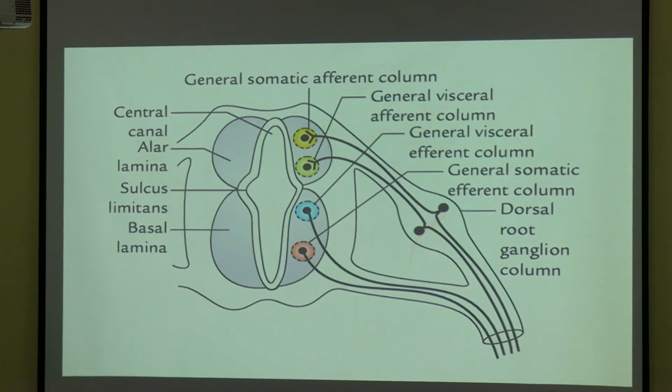You can see your notes, whatever diagram you have taken, and compare the structures with it. Take 2 minutes and compare all the structures. These are the columns represented in yellow, green, blue and orange color. What is this black structure, a thread-like structure which is running in this area?